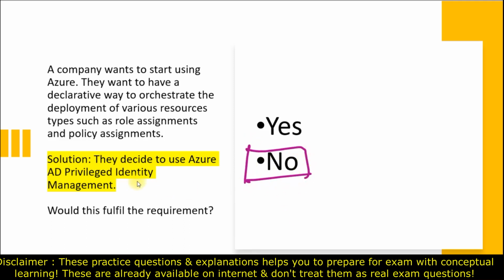Let's understand what exactly this service does. This is the Azure AD PIM service. PIM stands for Privileged Identity Management service. Privileged identities are administrator accounts, like we have many admin accounts or service accounts. Those come under privileged accounts. So this service is normally used to manage these administrator or service accounts. That is the purpose we use the Azure AD PIM service, not for the declarative way of orchestrating the deployment of various resources. So we will go with no for this question. I hope you find it helpful. Let's see the next question now.